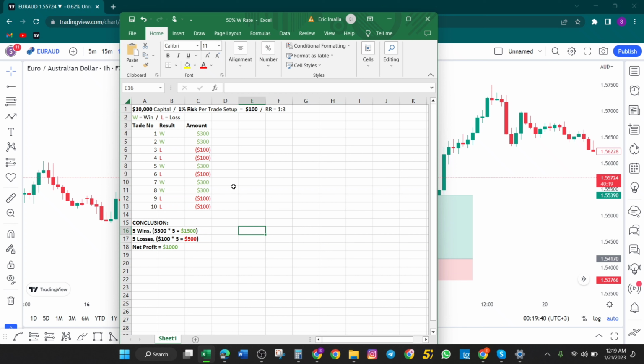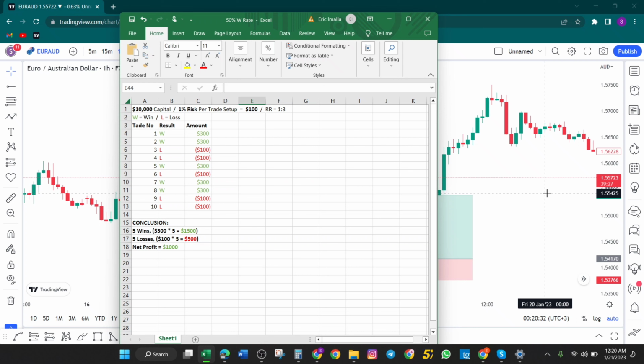So these are 10 trades, number 1 to 10. And this is a 50% win rate. We have 1, 2, 3, 4, 5 winning trades, and the rest are losing trades. So it's even. This is a 50% win rate strategy. This is just an assumption, guys. So 5 wins, 5 losses. Whenever we win, how much are we making? We are making $300 because we are making 3 times our risk. So $300 is 3%, which is 3 times 1%. I hope you're getting the concept. Anytime we hit a loss, we are losing only 1%, which is $100.